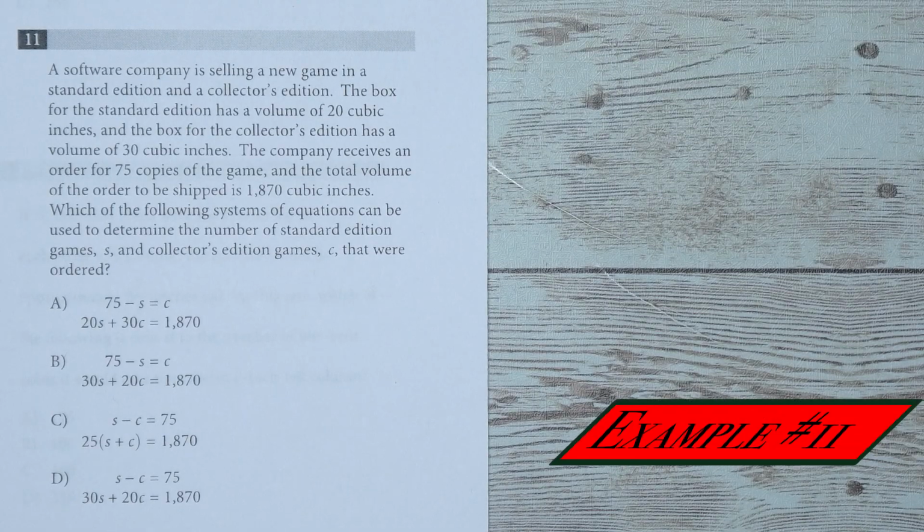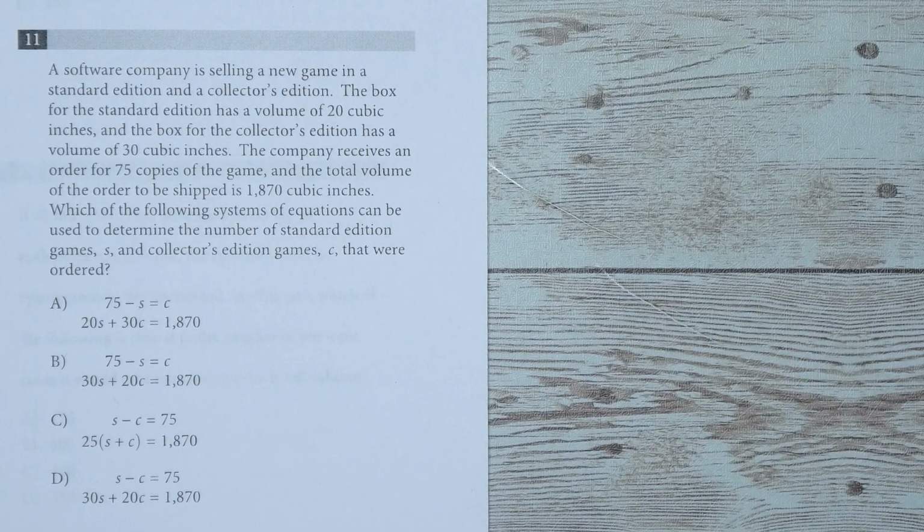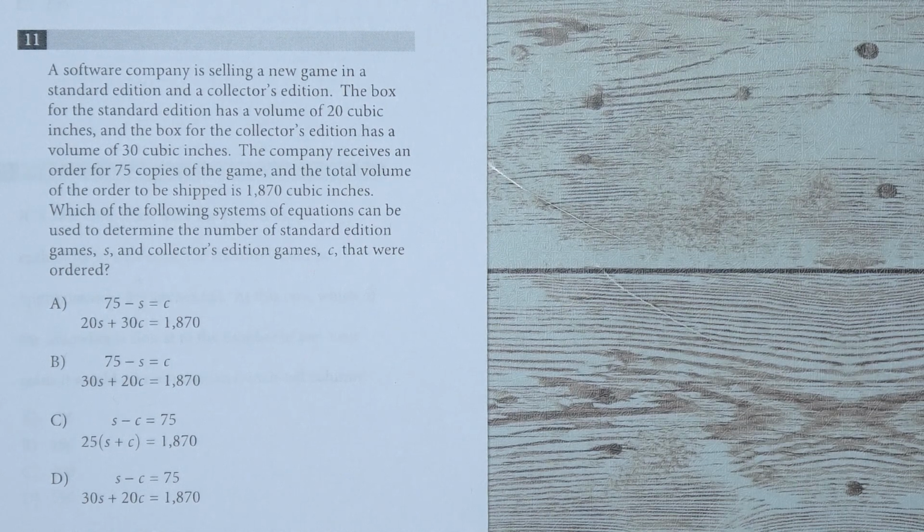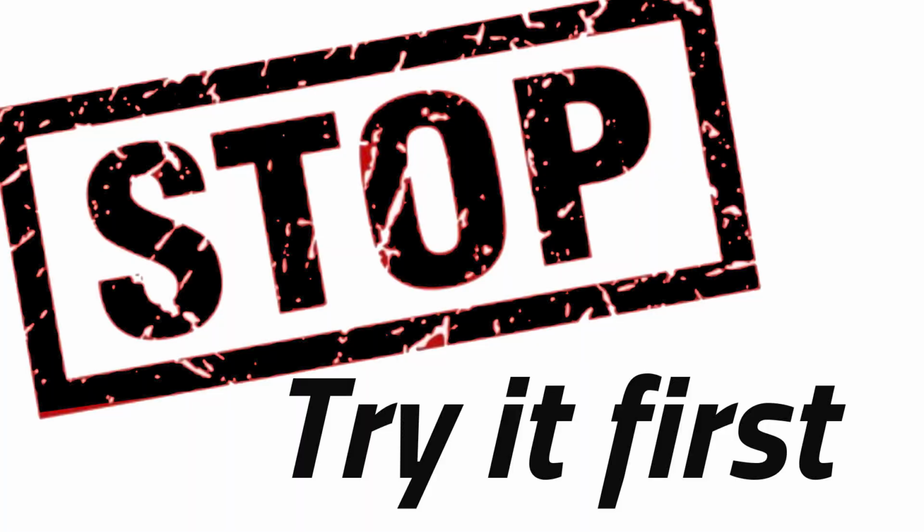A software company is selling a new game in a standard edition and a collector's edition. The box for the standard edition has a volume of 20 cubic inches, and the box of the collector's edition has a volume of 30 cubic inches. The company receives an order of 75 copies of the game, and the total volume of the order to be shipped is 1,870 cubic inches. Which of the following systems of equations can be used to determine the number of standard edition games S and collector's edition games C that were ordered?